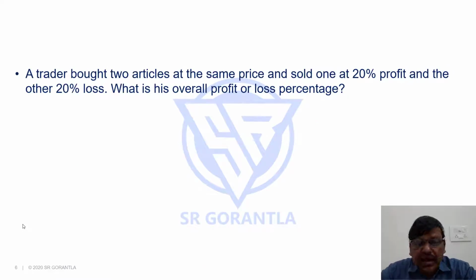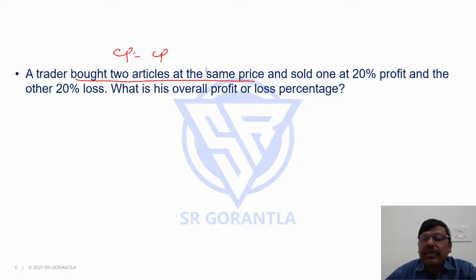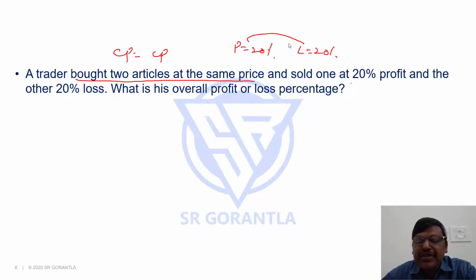A trader bought two articles at the same price, sold one at 20% profit, the other at 20% loss. What is his overall profit or loss percent? Can you try? Yes. You can see here, he bought the two articles at the same price. Cost prices are the same, and one is at 20% profit, the other is at 20% loss. So profit and loss percentage are also the same. So what happens? When selling prices are equal, it is always a loss. What if their cost prices are equal? Is it always a profit? No.